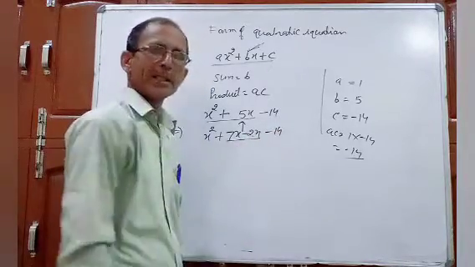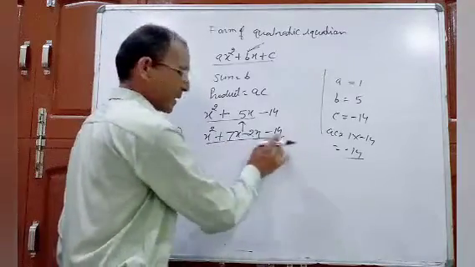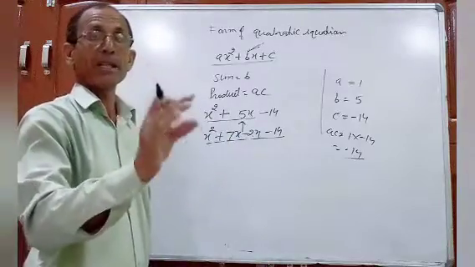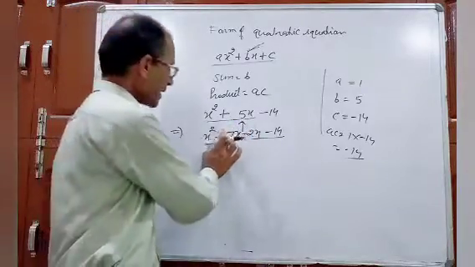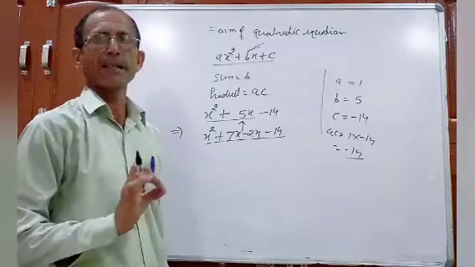So this is right. There are two pairs. Make two pairs. In this pair, what is common? Common means the highest number which can divide each term.